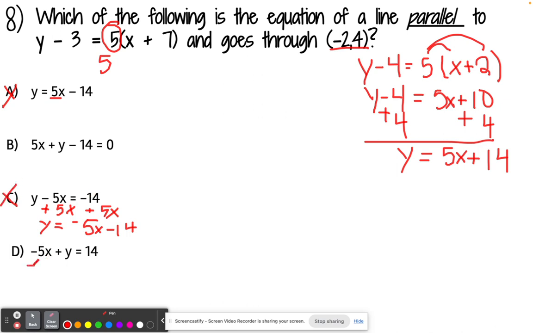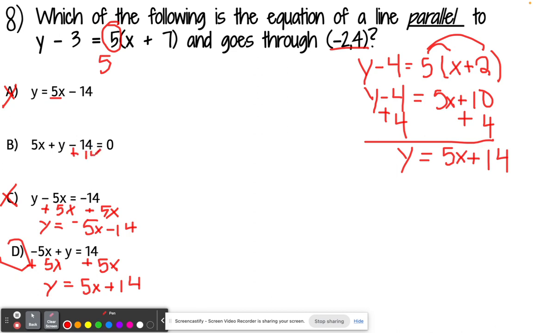This one, if I add 5x to both sides, notice I'm doing the easier ones first. I'm doing them kind of in order of easiness. I'll get y equals 5x plus 14, and that is what I'm looking for. But I don't let you off the hook that easy. We are going to do the last one also, just to make sure that one also isn't an answer. 5x plus 14. This one works.